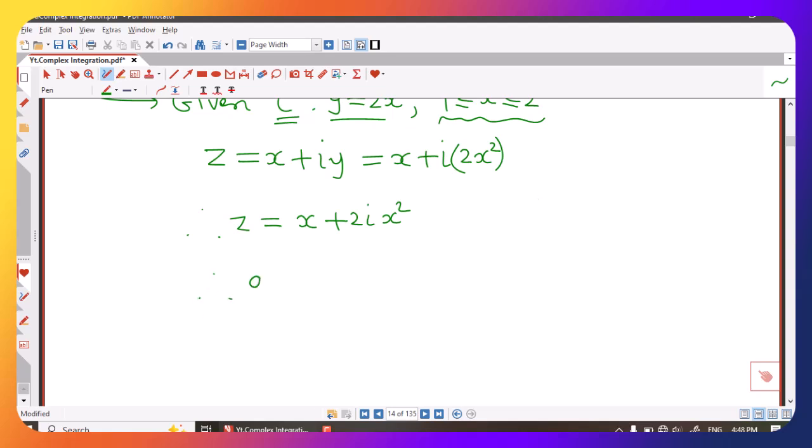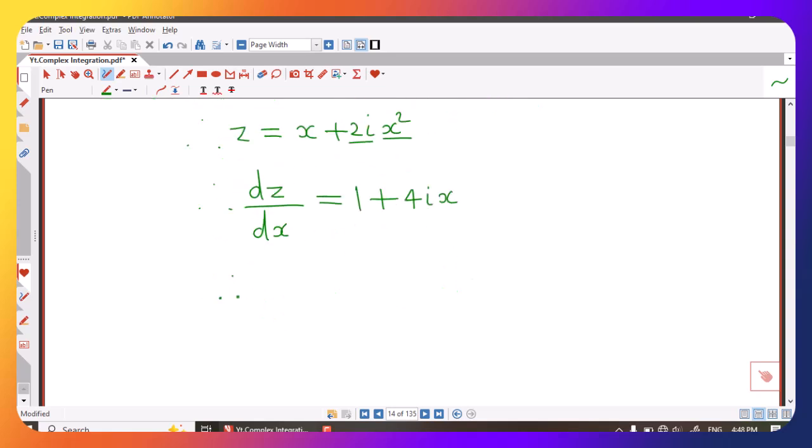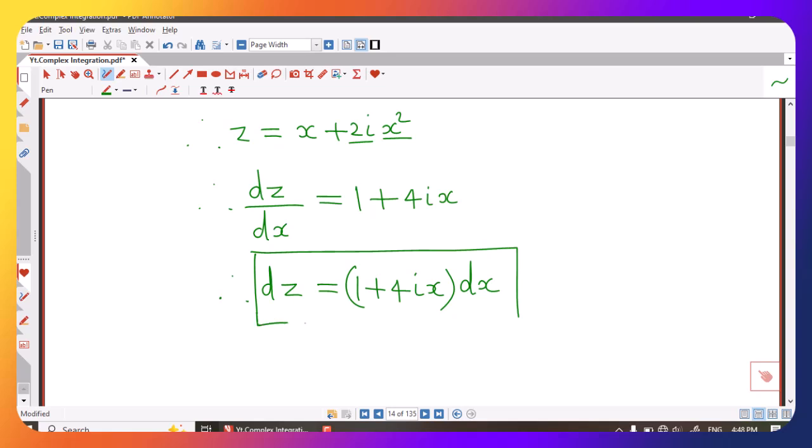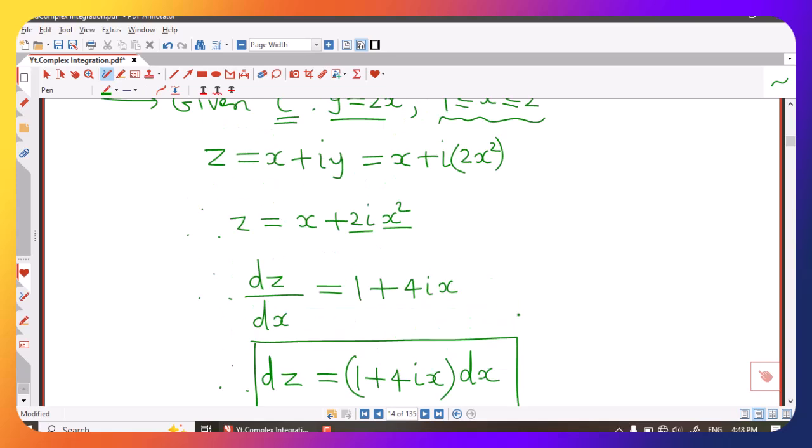Then we differentiate z with respect to x. Now z is a function of x only, so we can find the ordinary derivative of z with respect to x. The derivative of x is 1 and the derivative of x square is 2x, and there is one more 2 here, so this is going to be 4i times x. Therefore dz will be replaced by 1 plus 4ix, multiplied with dx. Therefore we have converted dz in the form of variable x only.